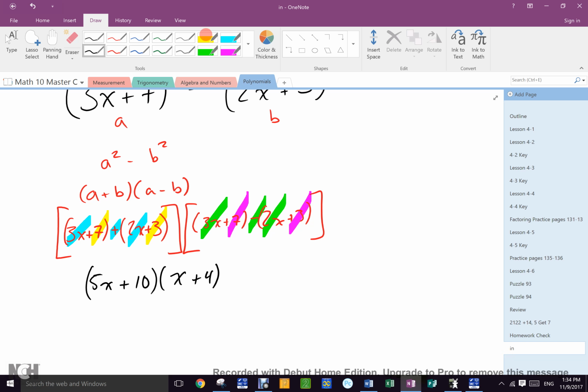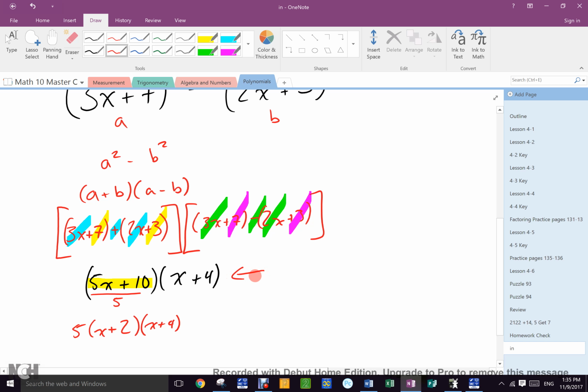Okay, now I want you to look closely at that. What do you notice about 5 and 10? There's a GCF, isn't there? So what can I do here? Divide by 5. So the 5 comes to the front. And what's this? X plus 2. And then x plus 4.